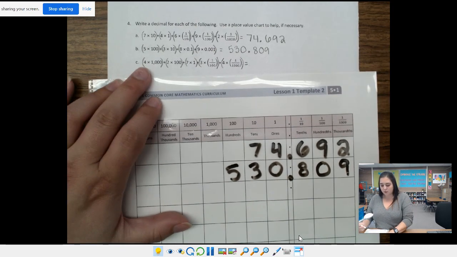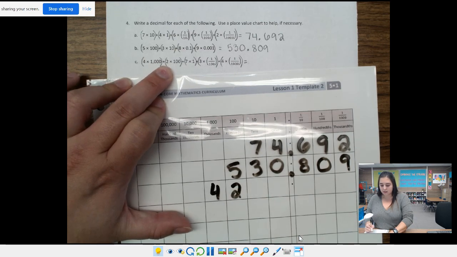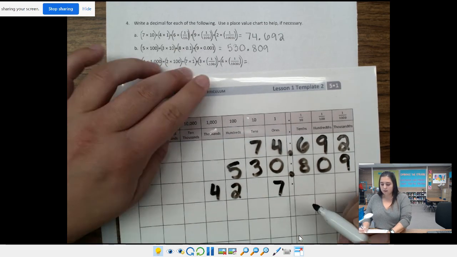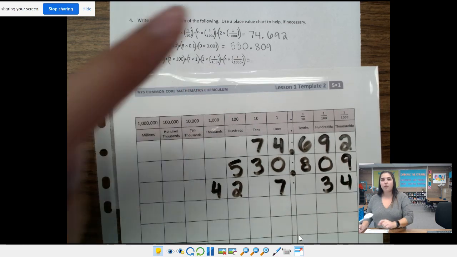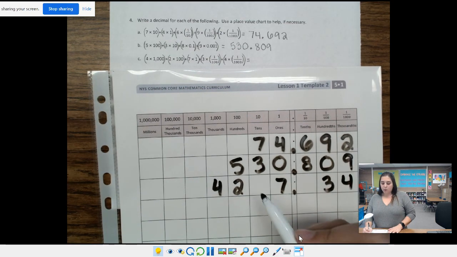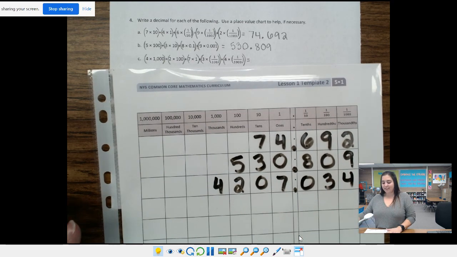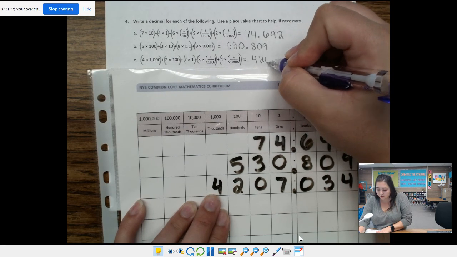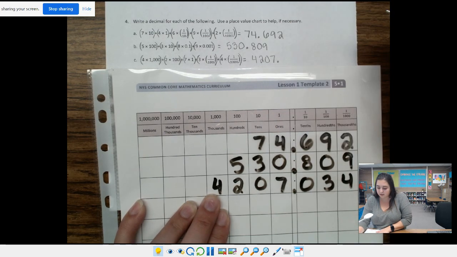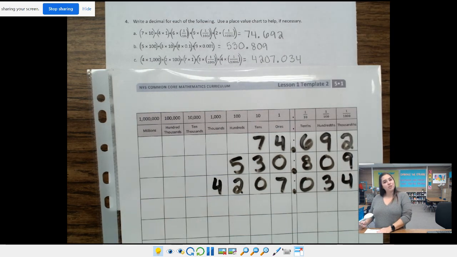And last one, we have 4 thousands, 2 hundreds, 7 ones, 3 hundredths, and 4 thousandths, meaning there were no tens and no tenths. So our number should be 4,207 and 34 thousandths. How'd you do?